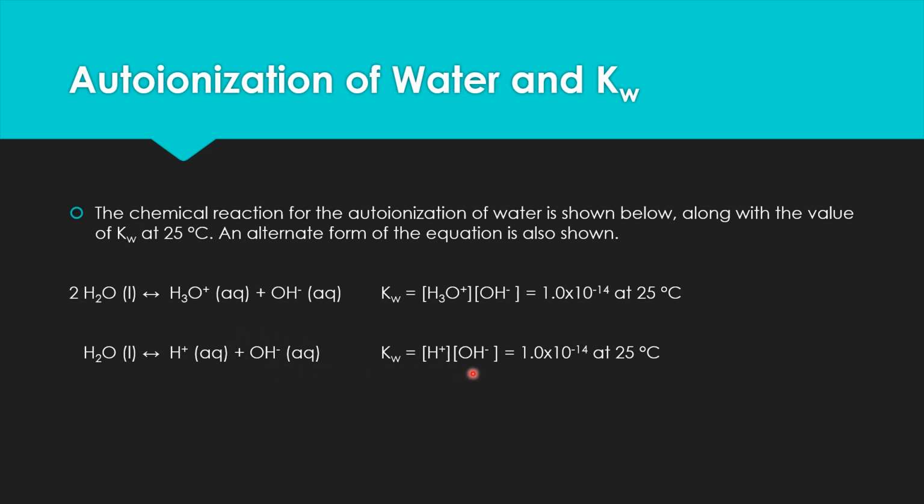So this is another way of writing our Kw expression. Hydrogen times hydroxide concentration gives us that same Kw value. This one, I believe, is the one that's on your AP equation sheet, so that might be the one you become more familiar with. But remember, H plus and H3O plus are interchangeable. They mean the same thing, okay? So we can write them either way. It's not a big deal which one we use.